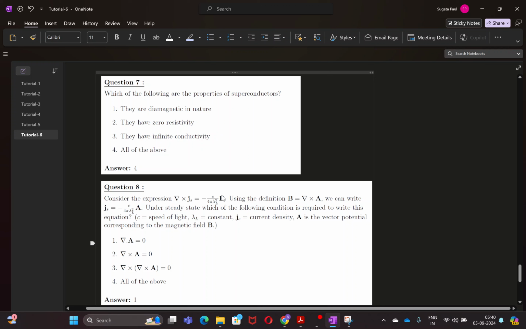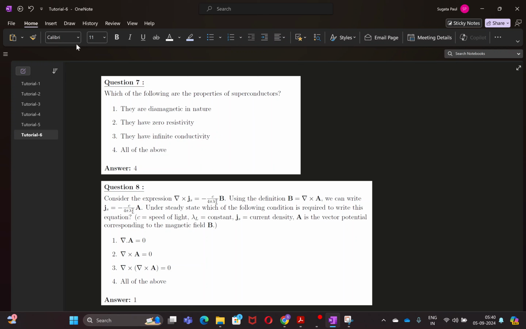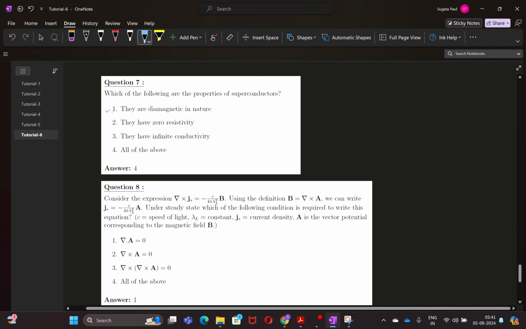Which of the following are the properties of superconductors? So number 1 is they are diamagnetic in nature. Okay, so that is true because we studied that superconductors are perfect diamagnets, and their chi-dia is equal to -1 in a superconducting state. So first one is true.